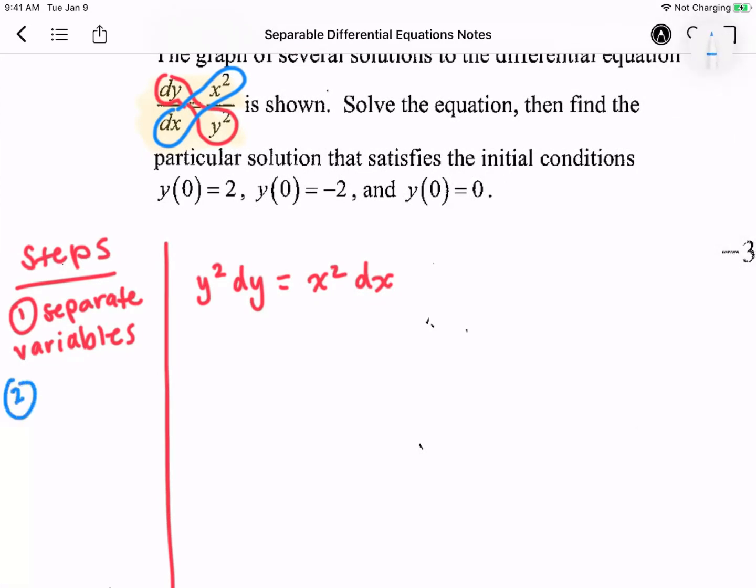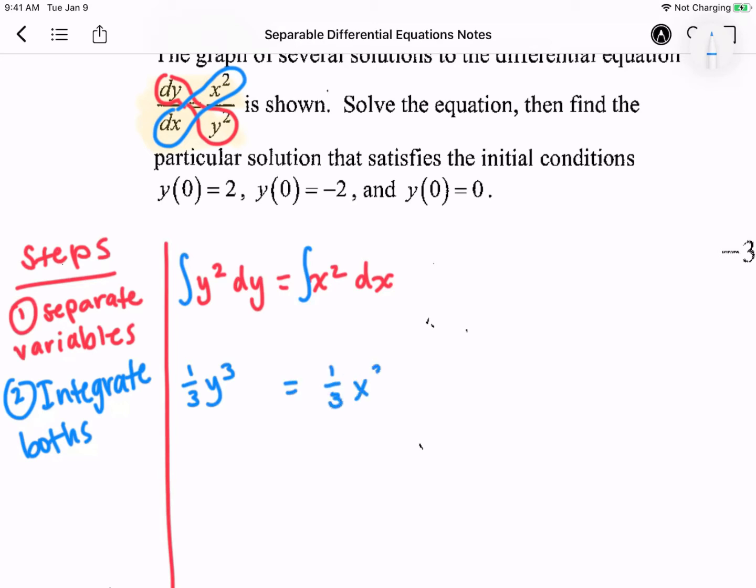The second step is to now integrate both sides. Just like we would in a normal differential equation, that's what we're going to do here. So I'll show that I'm taking the integral, the antiderivative. So on this left side, I'm just taking the antiderivative in terms of y, like I normally would. So this will become 1/3 y cubed. And then this one on the right-hand side is 1/3 x cubed.